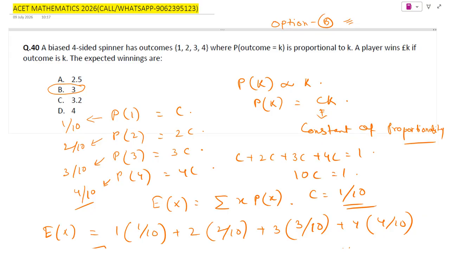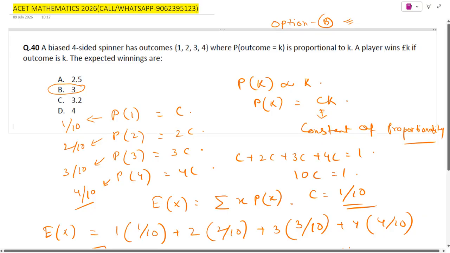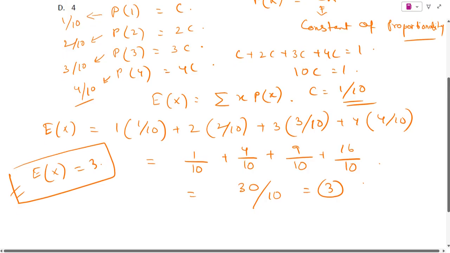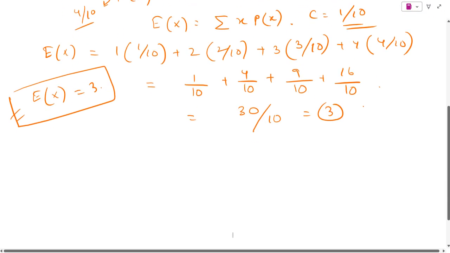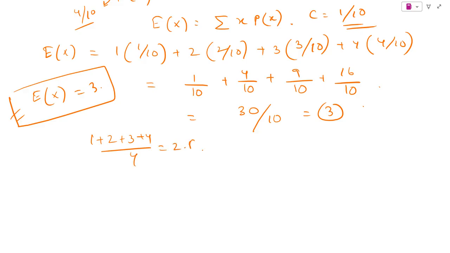Now let us check whether our answer makes sense or not. If the spinner were fair, the expected value would be 1 plus 2 plus 3 plus 4 by 4. So this is 2.5. But the spinner favors large numbers, so therefore the expectation should be greater than 2.5, and our answer is 3, which is indeed greater than 2.5, so the result is logically correct.